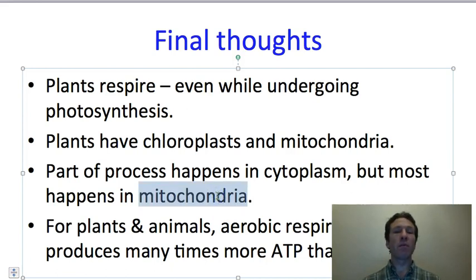And remember that both for plants and animals, which include us, aerobic respiration produces many more times ATP than does anaerobic respiration. So make sure that you keep breathing, make sure when you're exercising that you are getting plenty of oxygen. It will be important for keeping your cells functioning optimally.